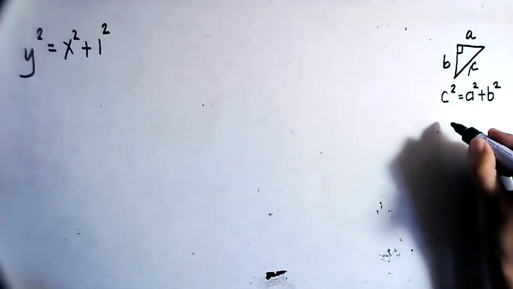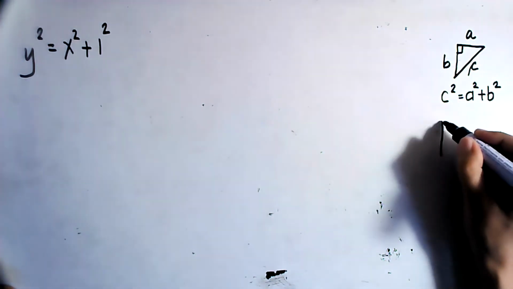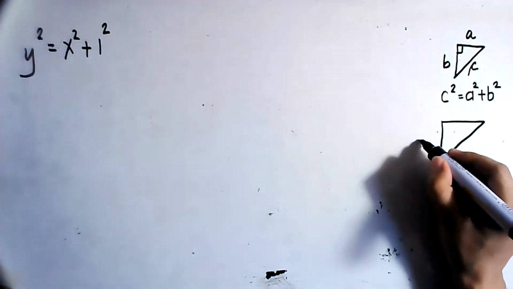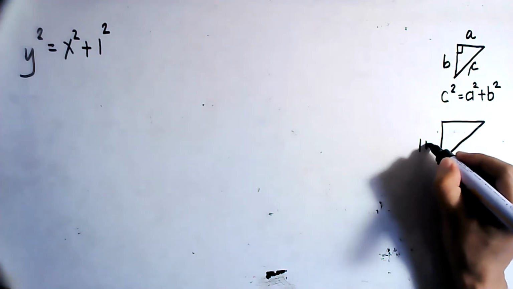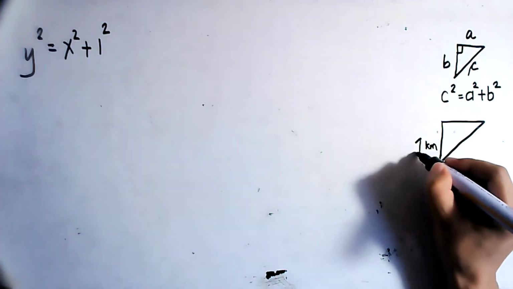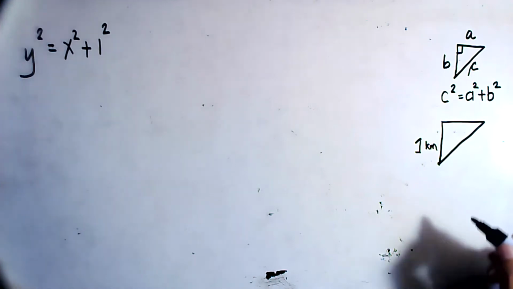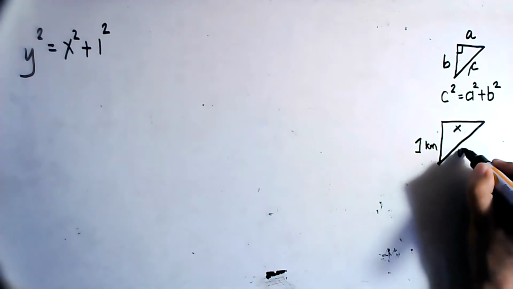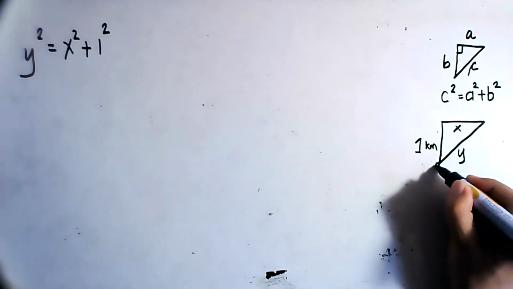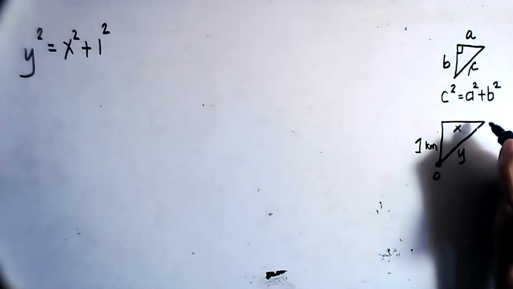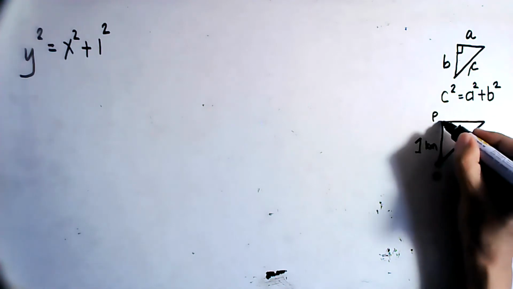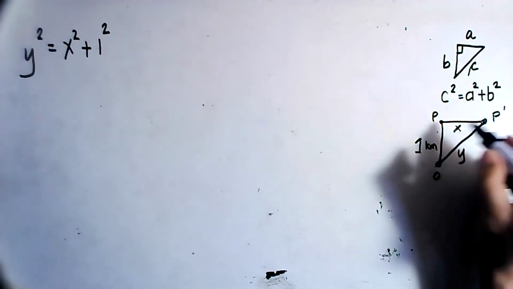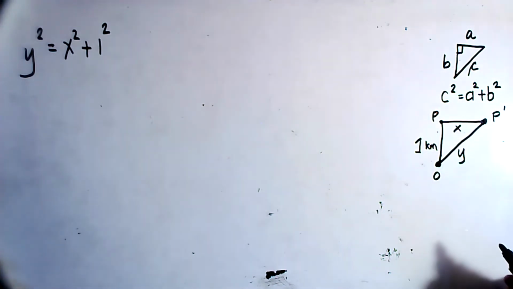So if you would notice, based on our figure previously, we have 1 kilometer here for the altitude, and then we don't know the value of x, and we also don't know the value of y. This is the position of the observer. This is the initial position of the plane. And this one is the final position of the plane.